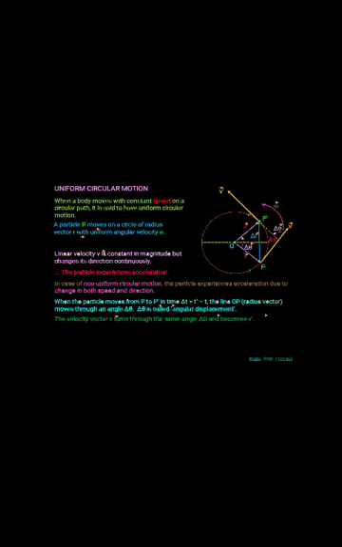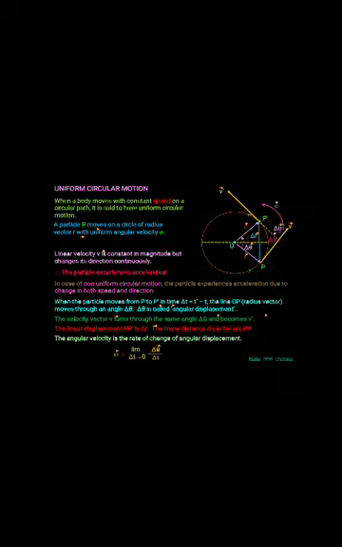Try to understand the formula of angular velocity. The definition is: angular velocity is the rate of change of angular displacement, that is, omega is equal to the limit as delta t tends to 0 of delta theta upon delta t, where delta theta is the angular displacement and delta t is the change in time, that is, final minus initial time. So this is the formula of omega.